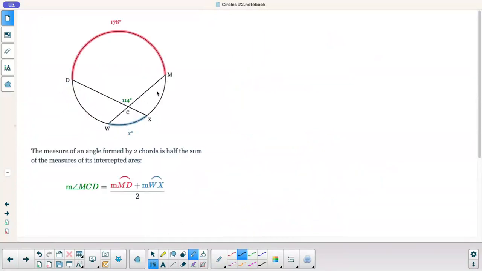All right. Another one, very similar, chord and chord. So the measure of either one of these angles, angle DCM or angle XCW, is equal to the sum of the intercepted arcs divided by 2. So we got 114 equals 178 plus X divided by 2. So this time I got to do a little algebra.